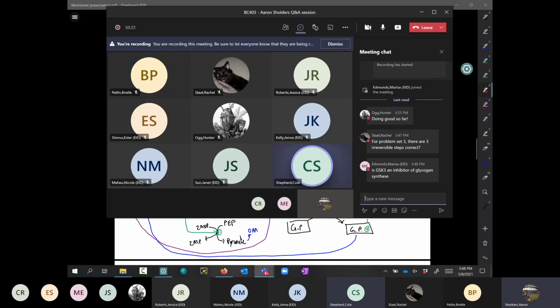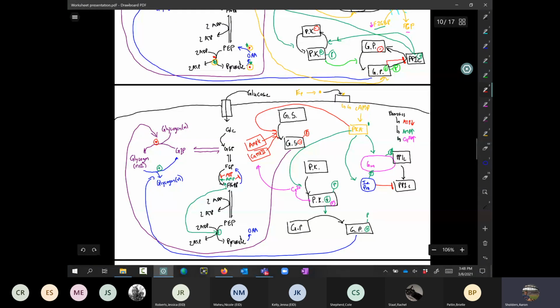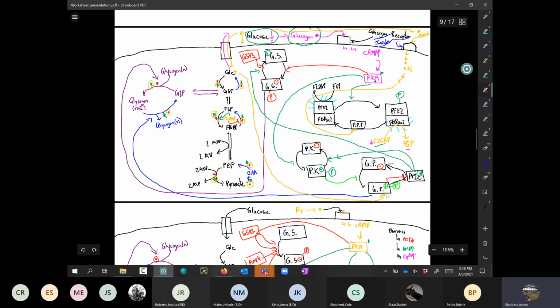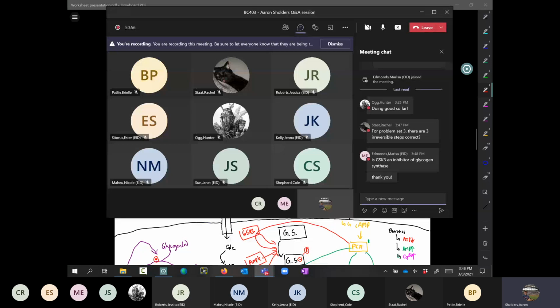Yeah, so then, Marissa just asked, is GSK3 an inhibitor of glycogen synthase? Yes. So if we were to come back here, we could put GSK3 on this list as well. We could put it up here as well. And quite honestly, we could have put some of the ones down there up here, right? So I could have put AMP kinase, although it's not as important, or CAM kinase up here as well. But yes, GSK3 is definitely that. Yeah, of course.